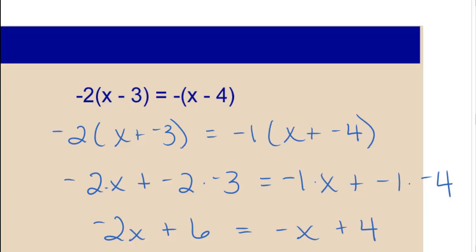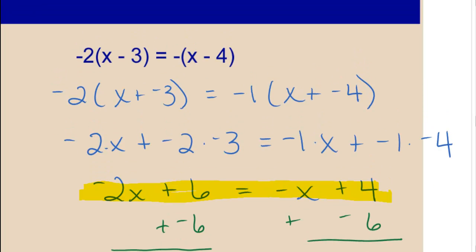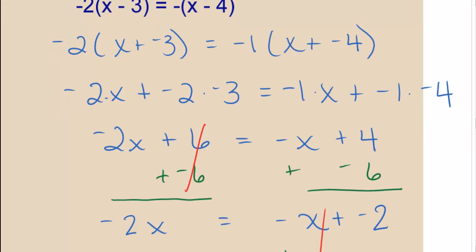So to start off here, we use our distributive property once we change subtraction to addition. And once I distribute, I end up with this step. Negative 2x plus 6 equals negative x plus 4. So this is the basic equation for solving. I'm going to add negative 6 to both sides, and once I do that, the 6 and the negative 6 cancel, and I'm left with negative 2x equals negative x plus negative 2.